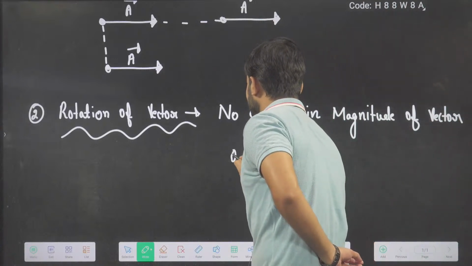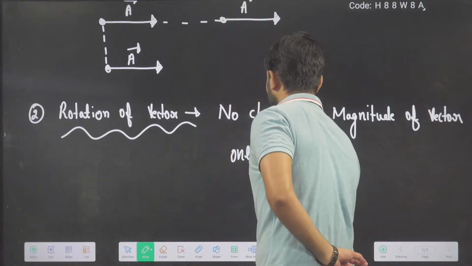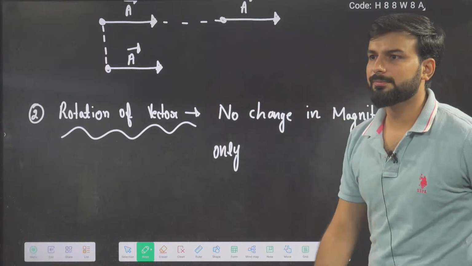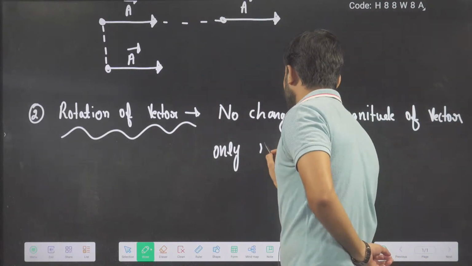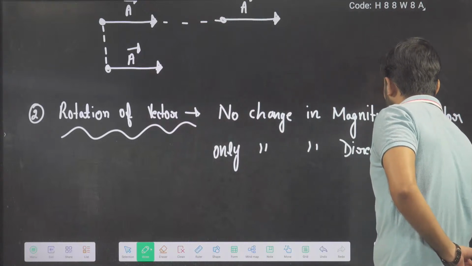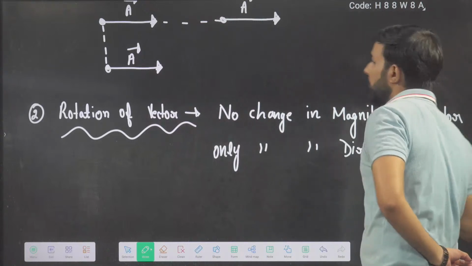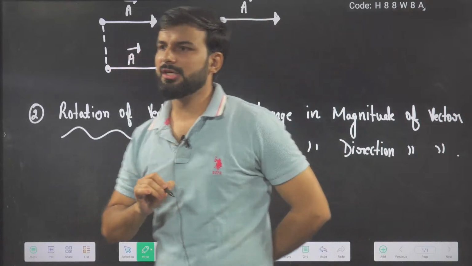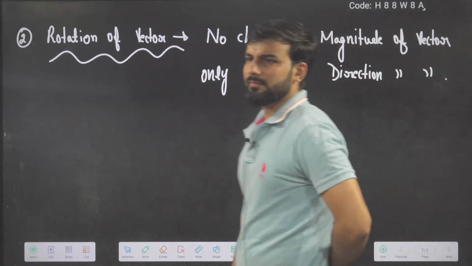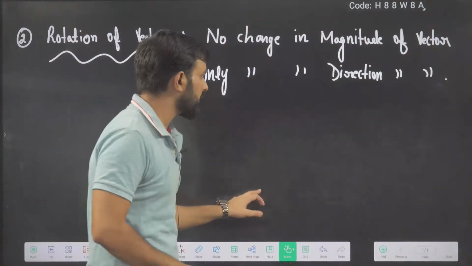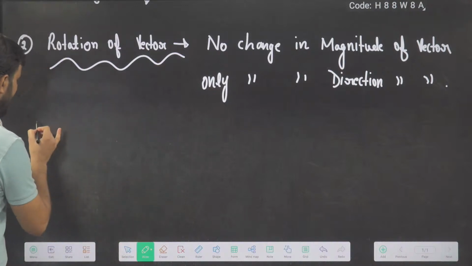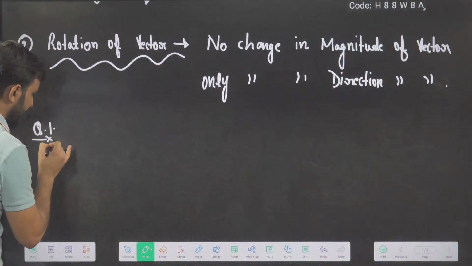Only, what is the thing that will change, beta? Only change in what? Direction will change or not change? Yes beta, only change in direction of the vector. This is the rotational property if you rotate a vector. So I'll ask a very simple question from you guys. Let's see whether you will be able to answer it or not on this property.